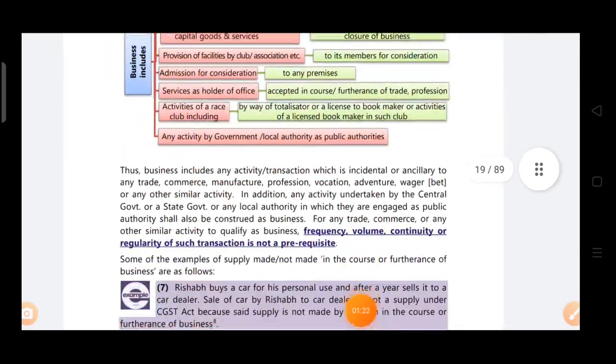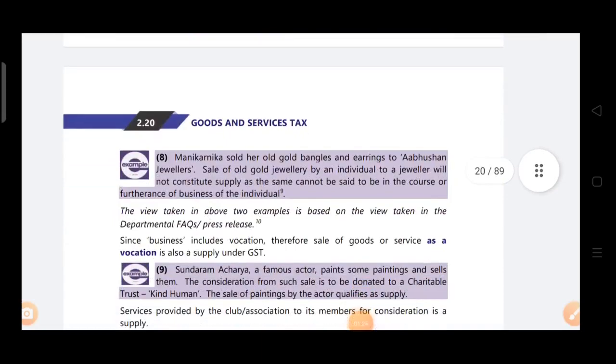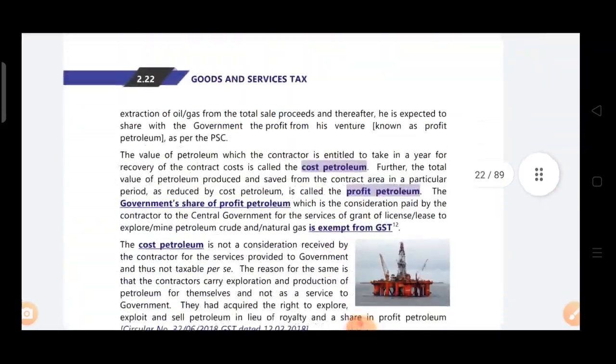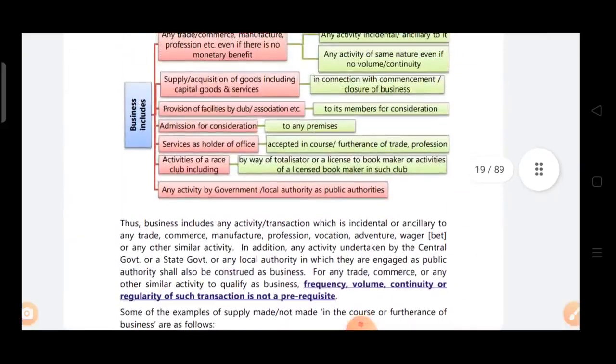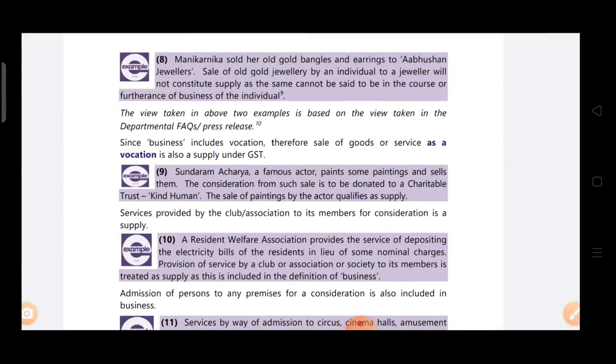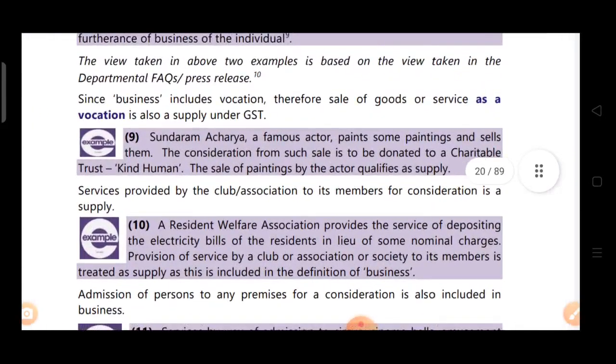Now see this example, vocation. Vocation is covered in the definition of business. See the example based on this. Sundaram Acharya, famous actor, paints some paintings and sells them. The consideration from the sale is to be donated to a charitable trust, Kind Human. The sale of paintings by the actor qualifies as supply.